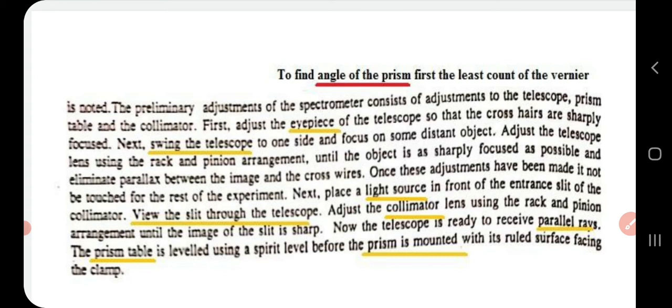After that, as I already said, you have to place a light source in front of the slit or opening of the collimator. Now you can view the image of the slit through the telescope. Now adjust the collimator lens using the similar rack and pinion arrangement that is provided there until you get a sharp image of the slit. Now we say that the telescope is ready to receive parallel rays. The prism table is leveled and we have to mount the prism on the prism table. Now everything is set for measurement.